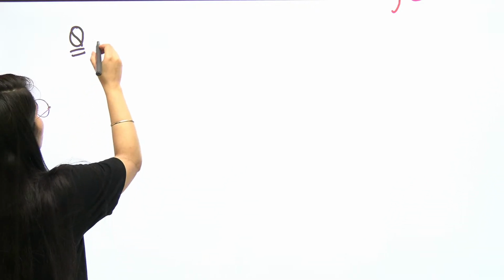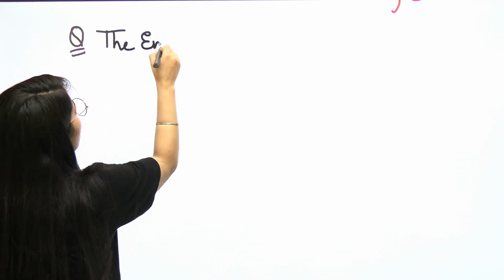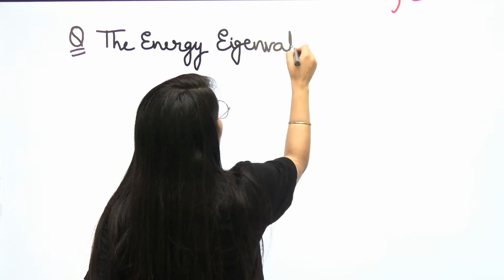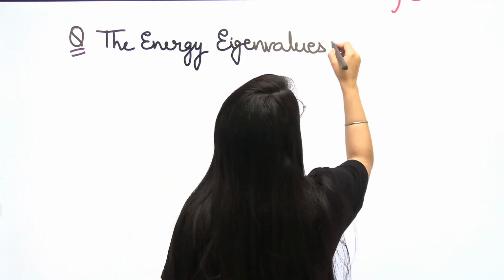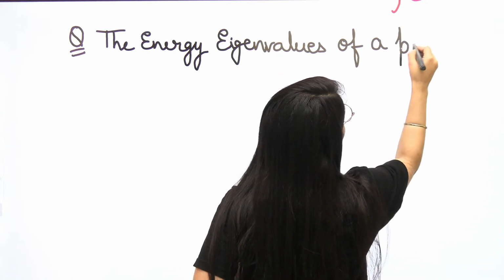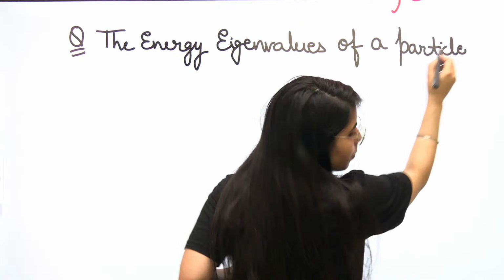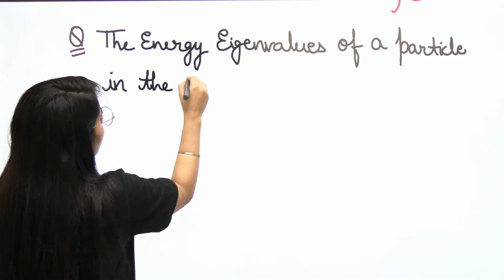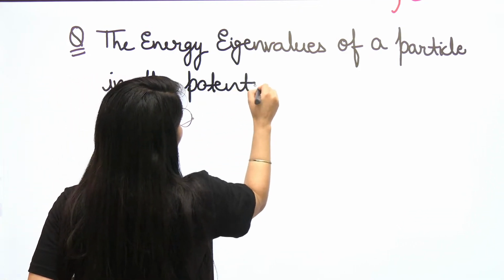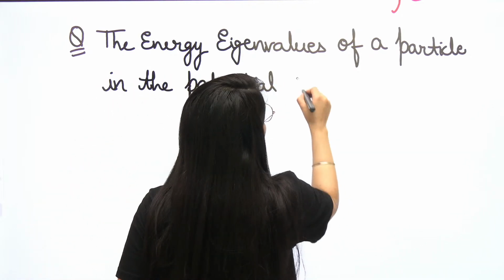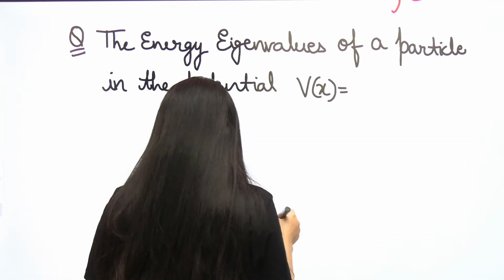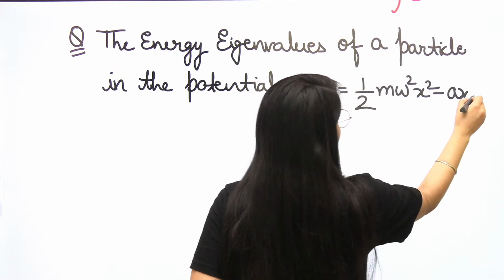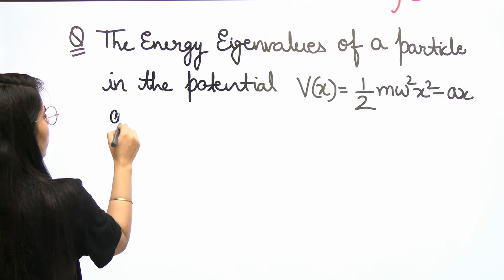The energy eigenvalues of a particle in the potential V(x) is equal to half m omega square x square minus a x. You can start solving it.